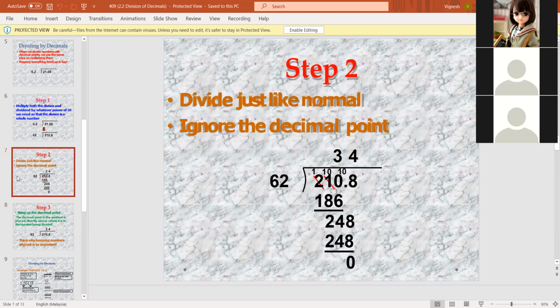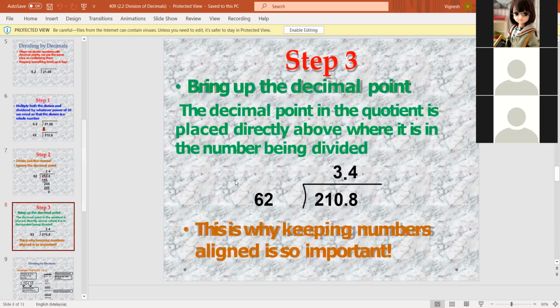So you are dividing like a normal number, 210.8 divided by 62. You will get 34. But 34 is not the final answer. Just now, do you all still remember you moved one decimal point? So you have to move it back to get the answer in decimal point. Understand or not?